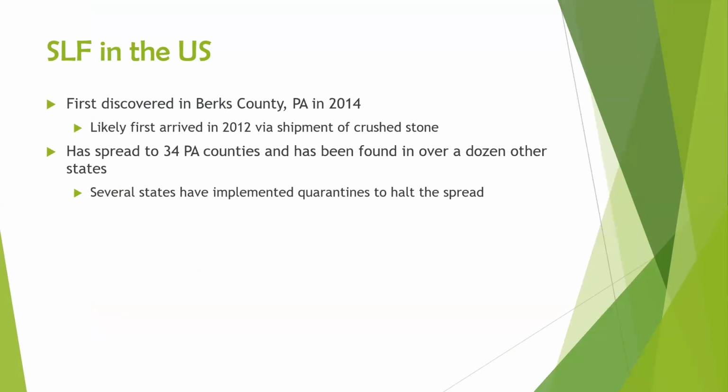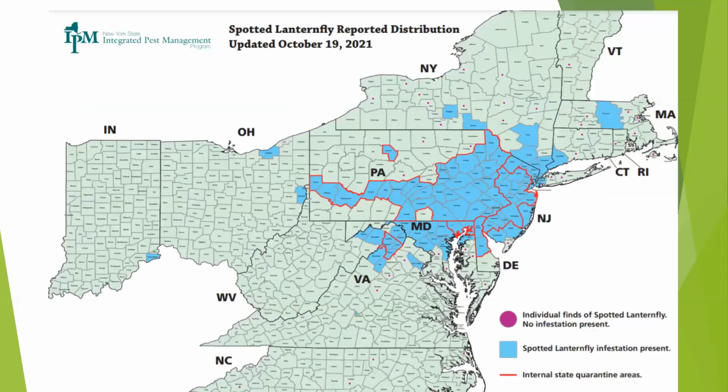So we first found out about spotted lanternfly back in 2014 when it was found at a stone yard in Berks County, Pennsylvania. It's thought to have possibly arrived a couple of years before that. Since 2014, it has spread to over 34 counties in Pennsylvania and has been found in over a dozen other states. This is the latest map we have from back in mid-October.